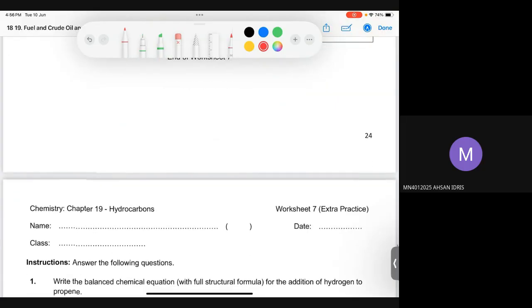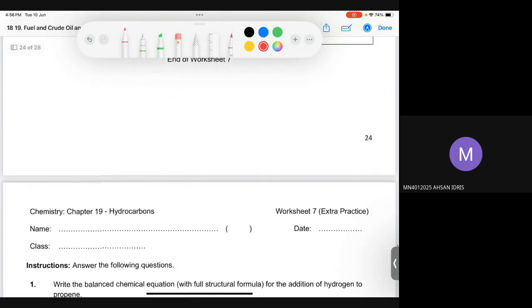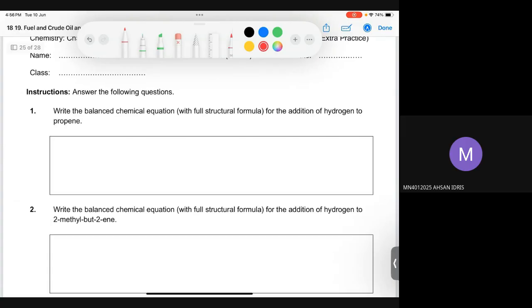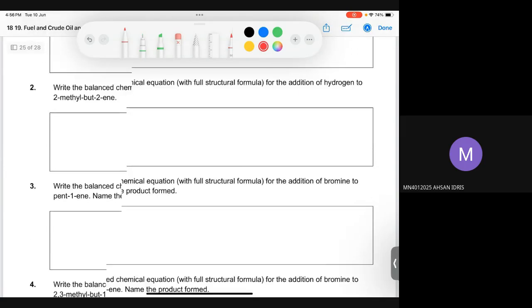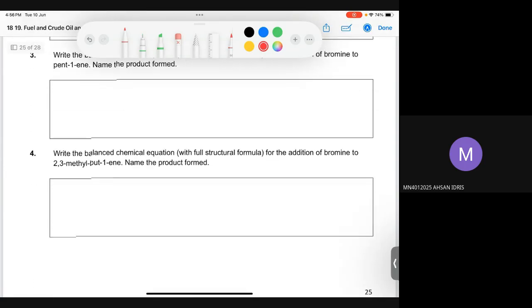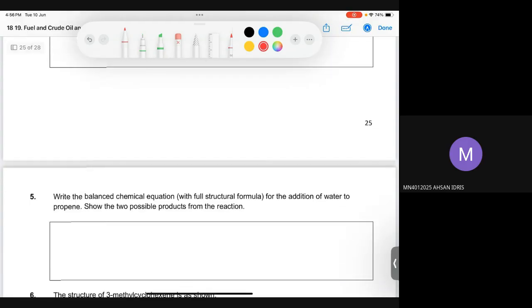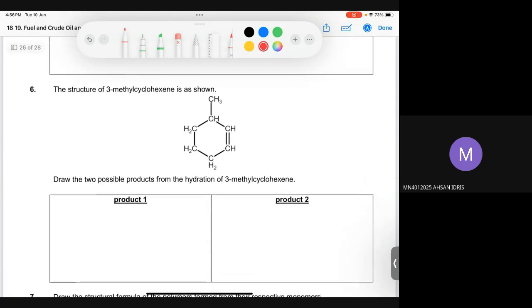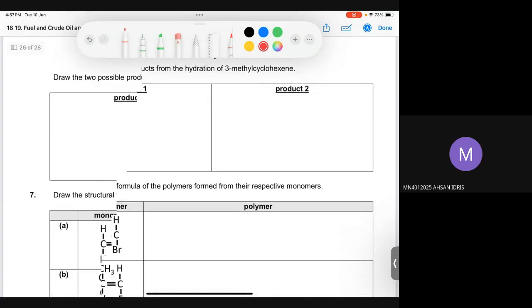So previously, it ends at this worksheet 7, then most of the students will just carry on with the rest. But quite a number of students actually requested for extra practices. So this worksheet 7 extra practice for today, you realize that it's about writing the various equations in terms of practicing your addition reaction for alkenes. Then it also has to do with the various kind of things that we went through, so you can do a bit more practice as well.